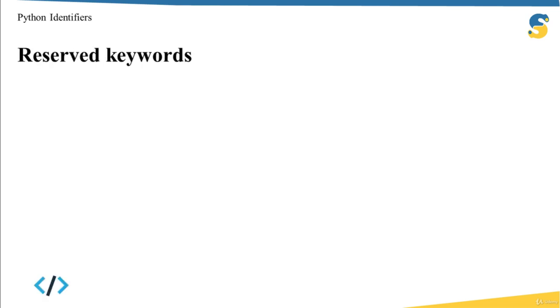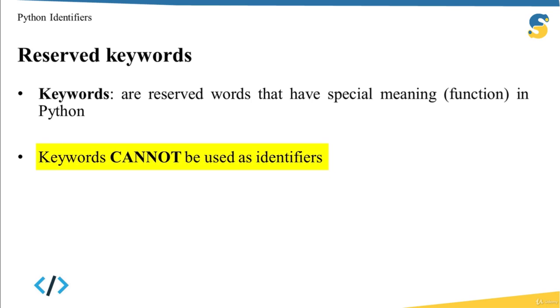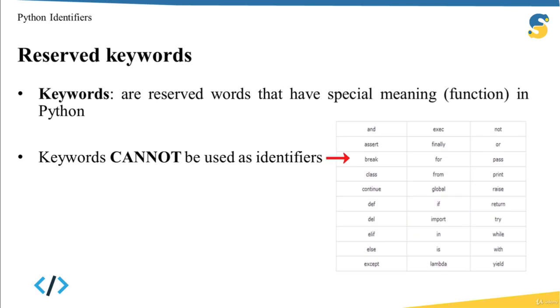Another point that you have to be careful about is the reserved keywords. So what are the keywords? Keywords are reserved words that have special meaning or function in Python. For example, if, for, else, and so on. Keep in mind that keywords cannot be used as identifiers, otherwise you will have some trouble. This table shows a complete list of all of the reserved keywords in Python. So you have and, assert, break, class, and so on.